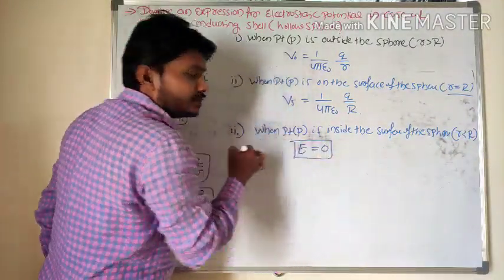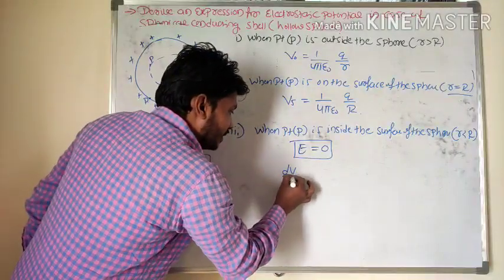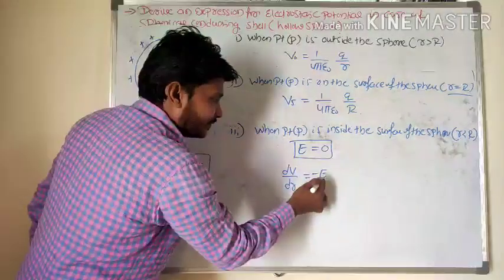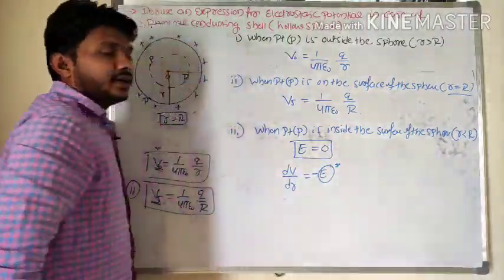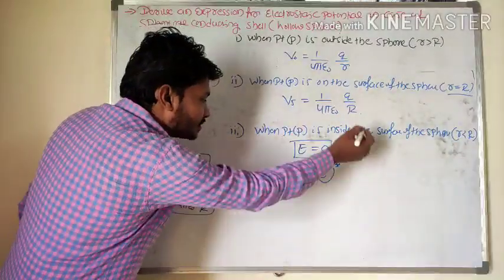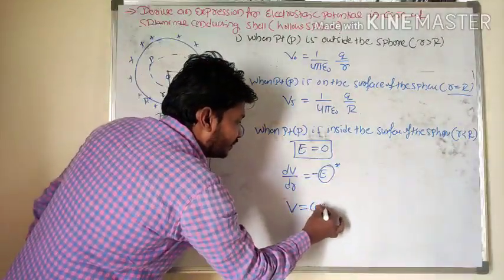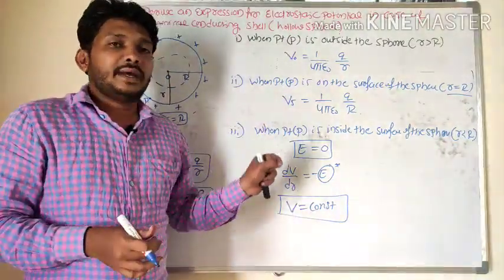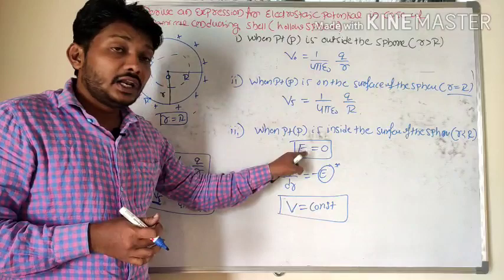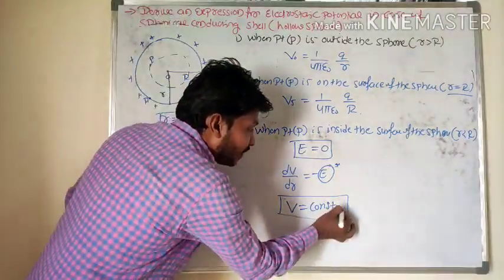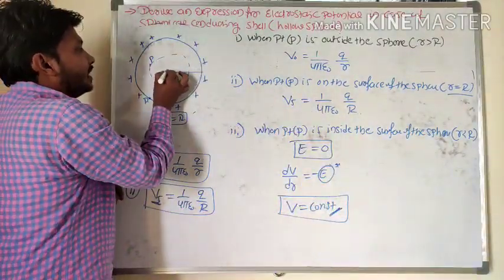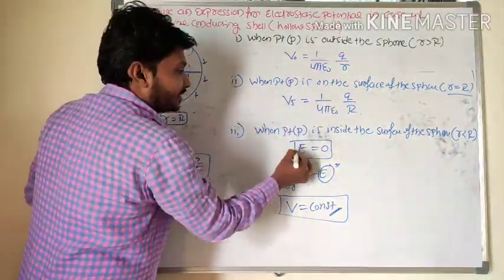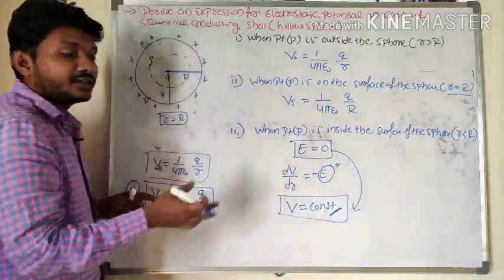If E is equal to 0, then dV by dr is equal to what? So that is equal to minus of E. If electric field is 0 inside the spherical conductor, then V value is what? V value is constant. So remember here, in case of a spherical conductor electric field value is 0 but potential value is constant here. So potential value inside the hollow sphere remains the same, so it is not 0. If electric field is 0, what about the potential here?